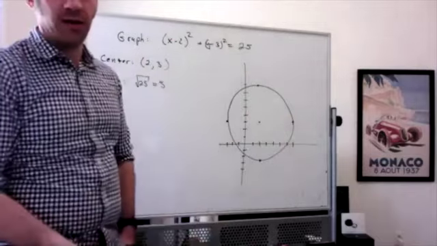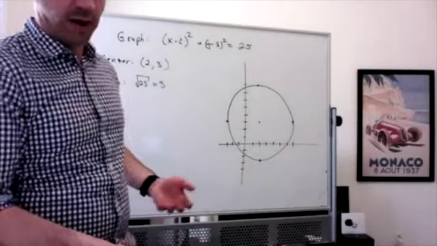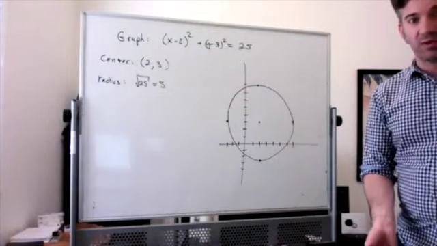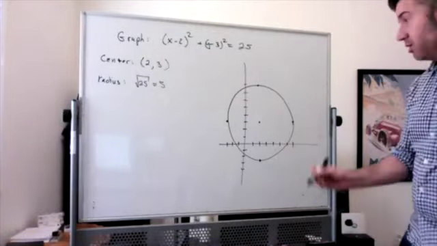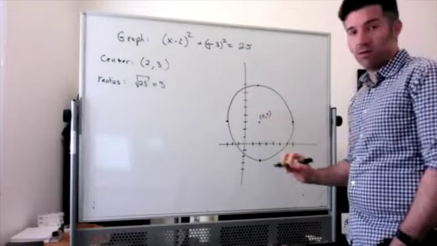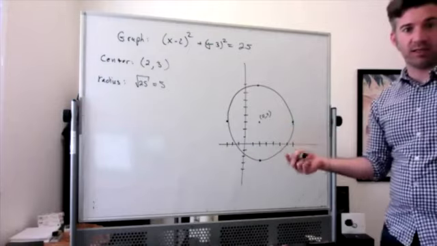Yeah, it's pretty good. It's not the best circle ever, but it's all right. You don't need to label the points, but you certainly can if you want to. So this point, which is the center, is 2, 3. And then each of these other points is 5 away.